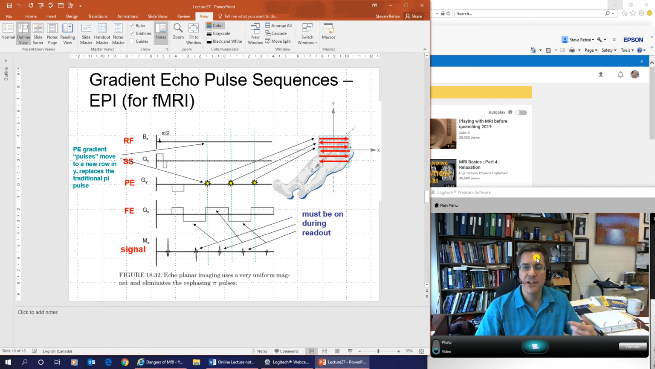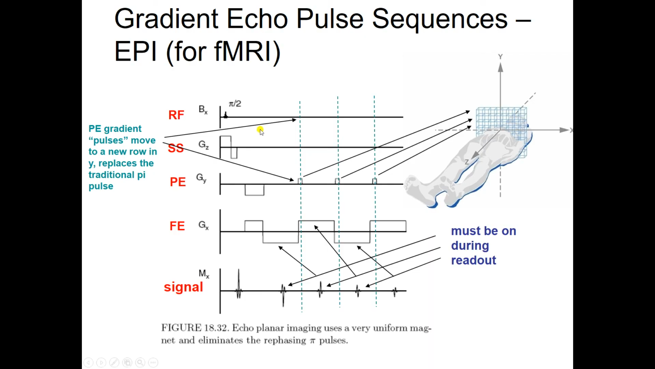So how can we make this sequence really, really fast? That's going to be the point of the EPI, echoplanar imaging. So how does that work? Here's your pulse sequence again: RF, slice selection, phase encode, frequency encode, signal. I always have these 5 rows. So when you see a pulse sequence, you need to be familiar with these 5 rows. Gradient echo, what's the one thing that makes it different? No pi pulse.